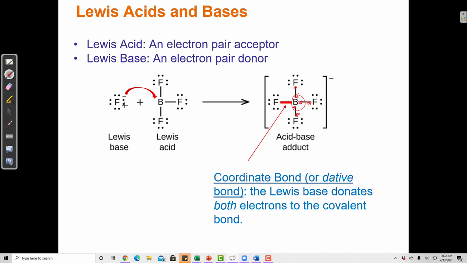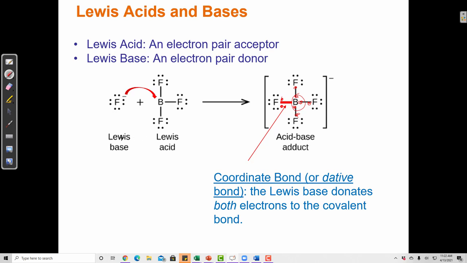F has 2 extras, and boron has none. So both of the electrons in this bond, both of them came from fluorine. Not just one of them, as in these other bonds. So these are true, pure covalent bonds, but this bond, we call this a coordinate bond or a dative bond, because rather than each element providing one electron to the bond, which is typical, the F provided two and the B provided none, but I still have a covalent bond there.